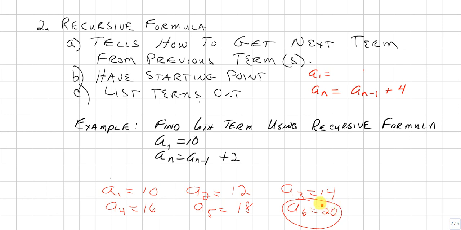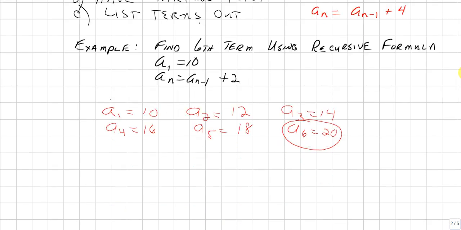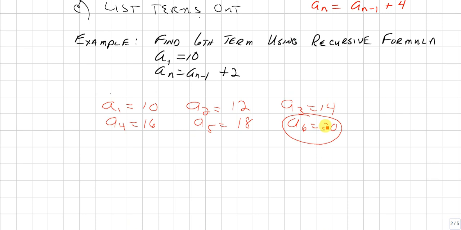And to find the 6th term, I would have to list all the terms out. So when I get there, that would be 20. And that's how I'd have to use a recursive formula. So we can see the disadvantage of a recursive formula is I need to list all the terms out, and I need to have a starting point to start with. So that's a recursive formula.